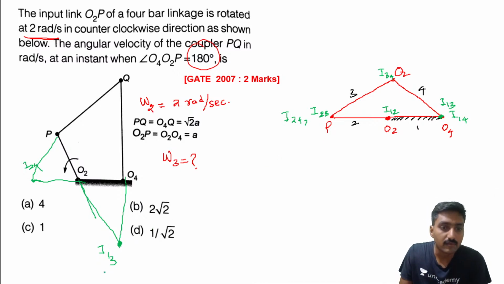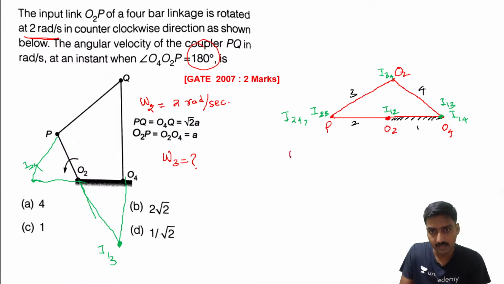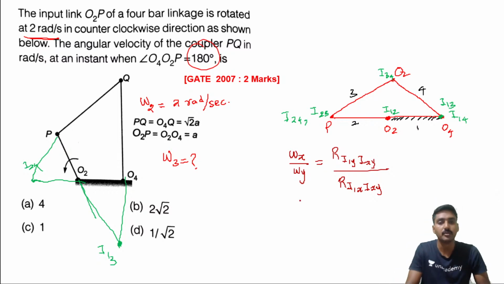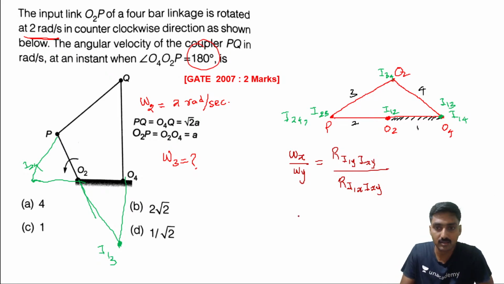Now how to calculate the value? Angular velocity theorem: omega x divided by omega y is equal to the instantaneous center I1y, Ixy divided by the instantaneous center I1x, Ixy. Same formula. Now I am going to apply. What value we need to calculate? The unknown value, omega 3.